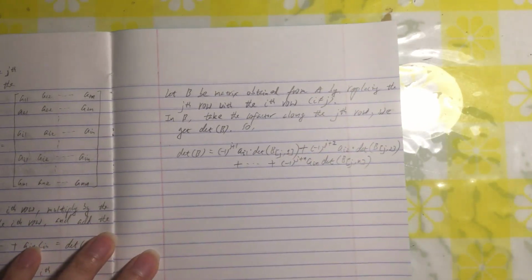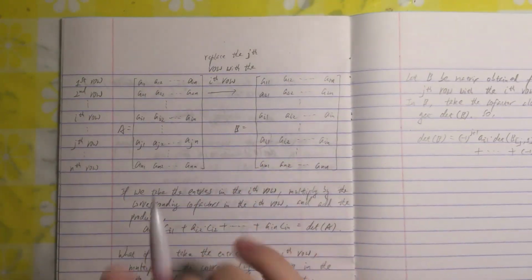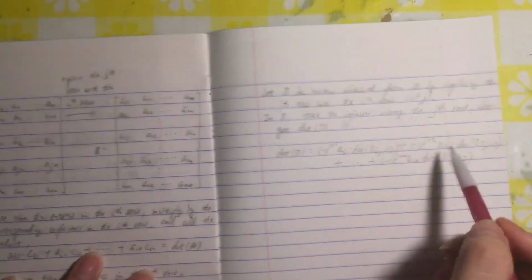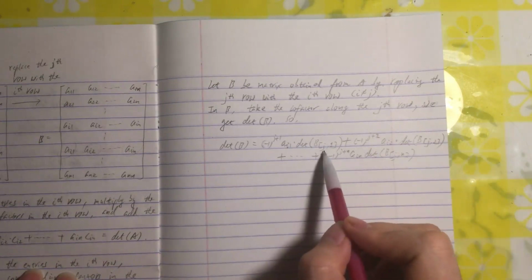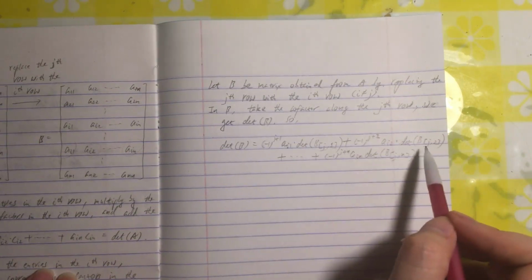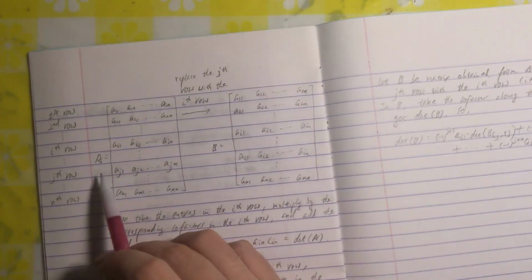Now, let's observe this submatrix. For matrix A and B, every entry is exactly the same, except the jth row. So for each submatrix here, if I remove the jth row in matrix B, the submatrix is exactly the same as the submatrix in matrix A by removing the jth row, because the jth row is the only difference between these two matrices.